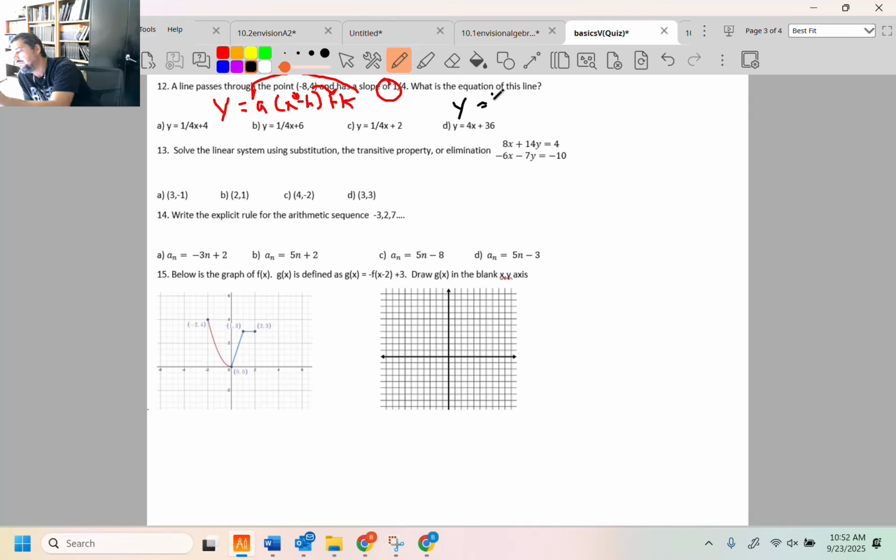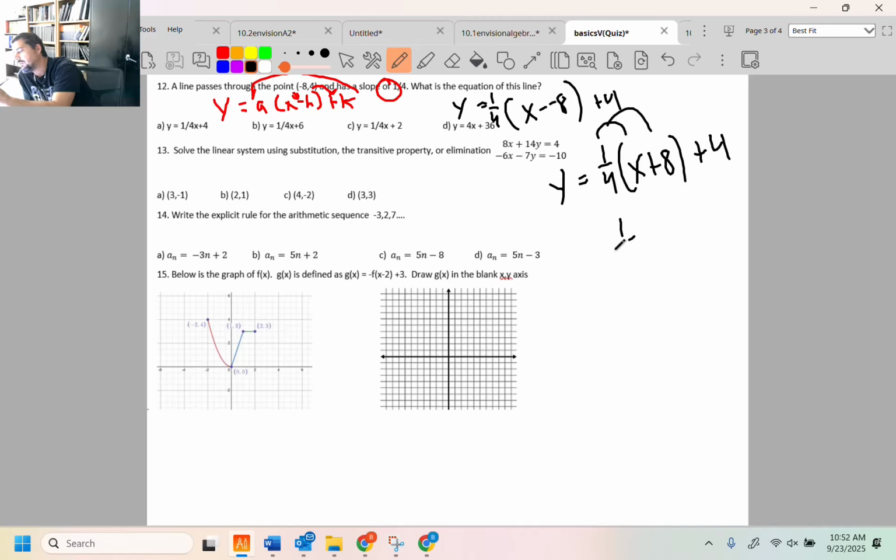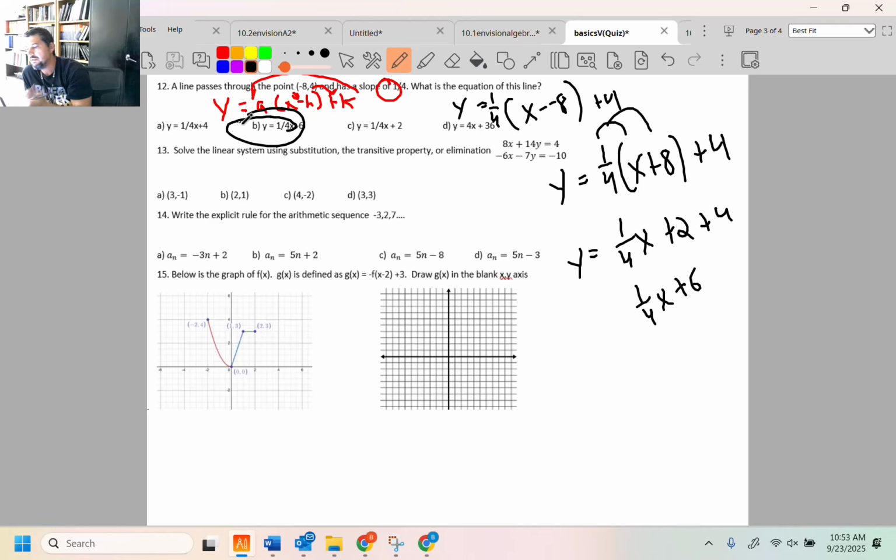So y is 1/4 of x minus a -8 and then plus the 4. Now if we take away a negative, we know that's addition, right? At least we're supposed to. We distribute the quarter. A quarter of x is a quarter of x. Maybe that's the problem. Maybe you don't know what 1/4 times x is. You need to fix that. 1/4 times 8 is 2. If we put the 2 and the 4 together, we get 6. This isn't hard, children.